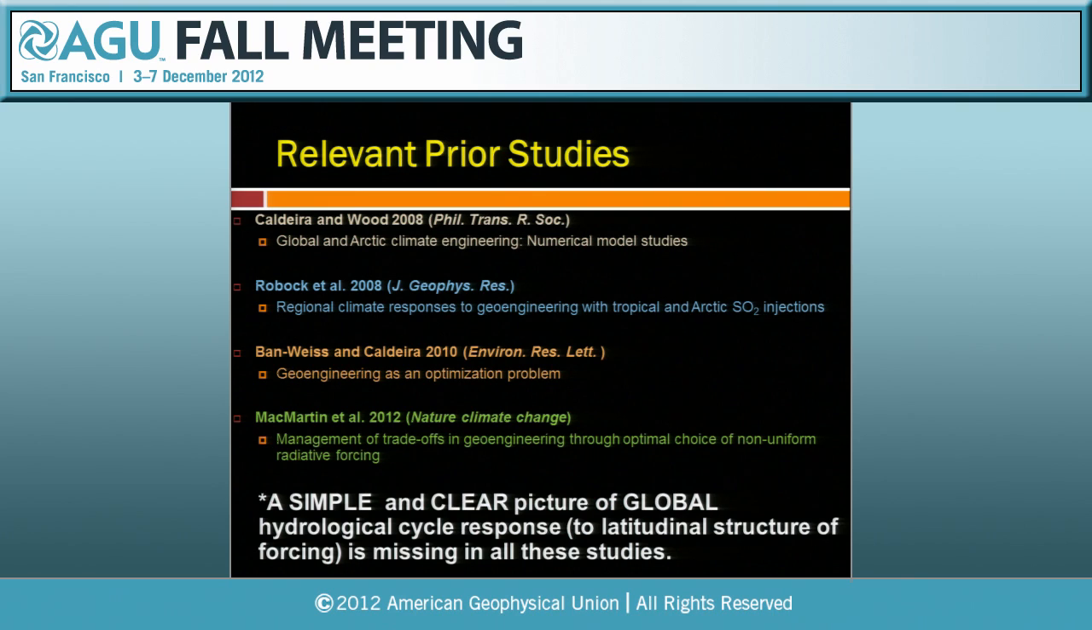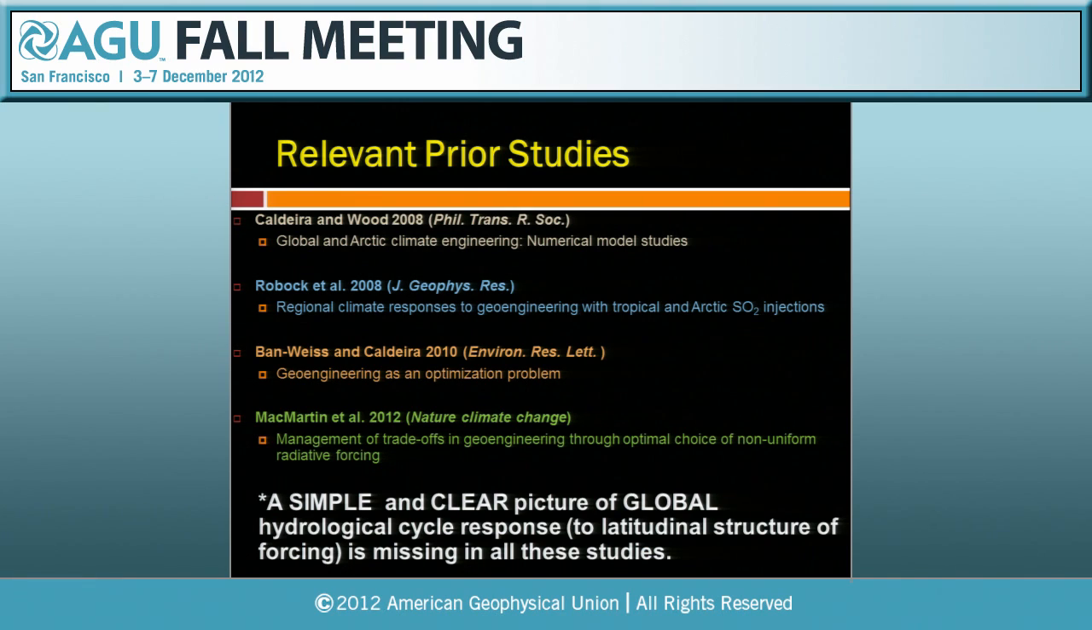These are the relevant studies prior to this work, where something has been looked at by varying either the solar constant or sulfate aerosols, putting them in different places. The first one is by Caldeira and Wood. Here they varied the meridional distribution of the solar constant and looked at whether Arctic geoengineering will work. The next one is by Alan Robock and others, and they looked at geoengineering by injecting sulfate aerosols in the tropics as well as in the polar regions.